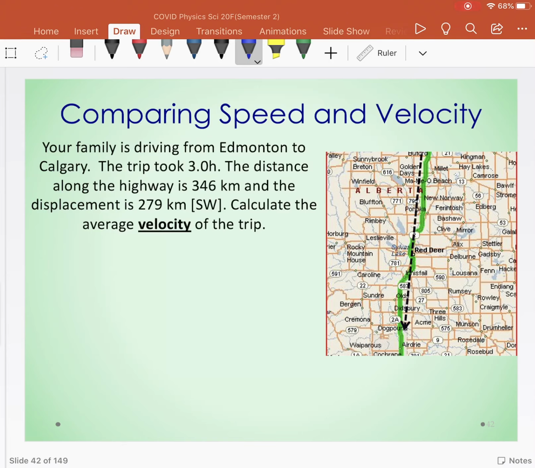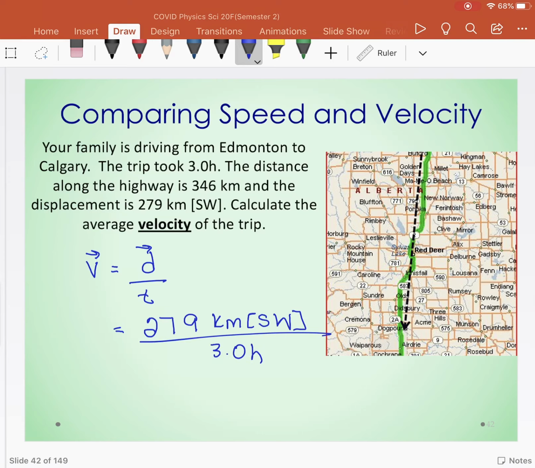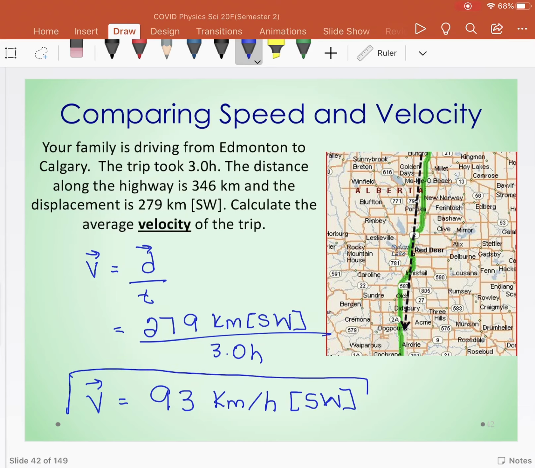Now, if we were to take the same trip and calculate the velocity, again, just conceptually different, velocity is dealing with displacement. Because displacement is simply the shortest interval between start and finish, it's less. So 279 kilometers divided by 3 hours. Therefore, my velocity is going to be exactly 93 kilometers per hour. And this is where velocity is important as well. If we have direction, we must include it. So southwest. So that's a bit of a conceptual difference here.